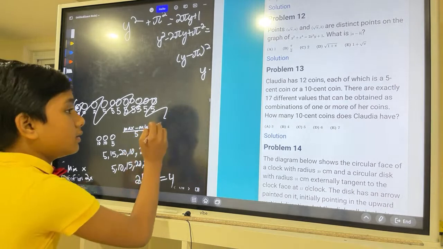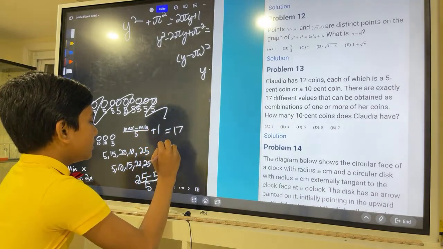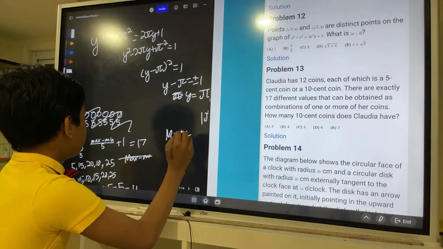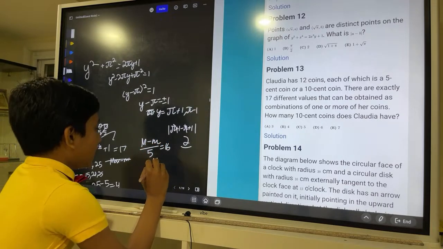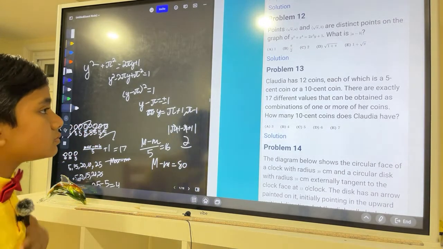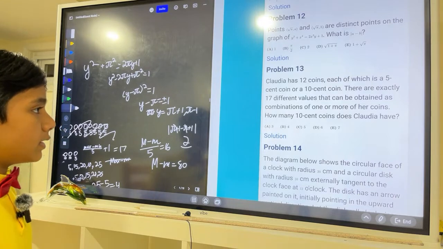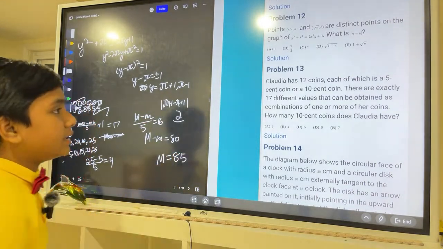So, okay, if this is 17, then max minus min, I'll just represent them with big M and small n, equals 16. So the max minus the min is 80. So the minimum literally has to be 5. So that means the maximum is 85.